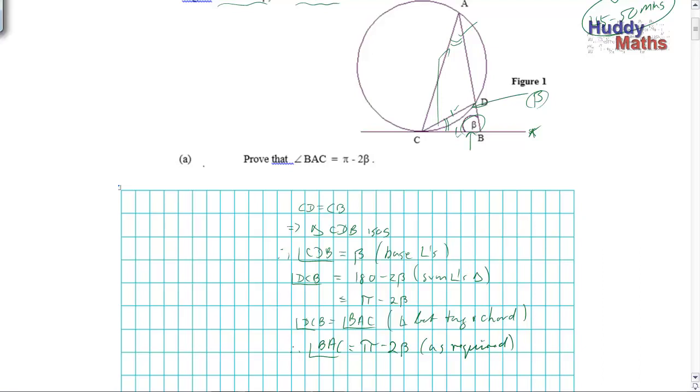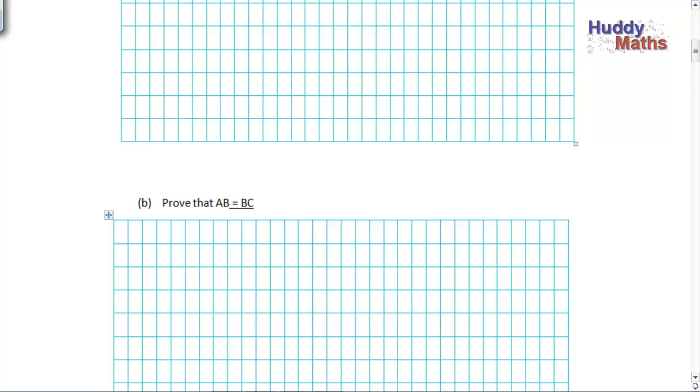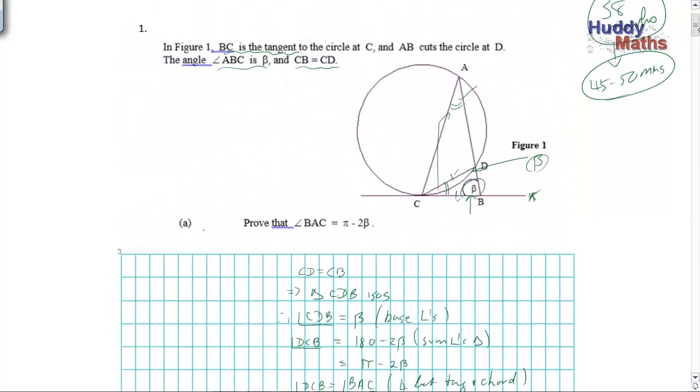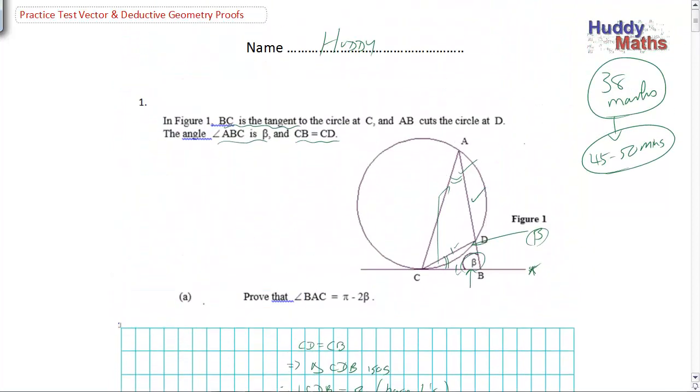All right, let's look at the next part of the question. Prove that AB equals BC. Now we'll have to go back to the diagram here. They don't look equal on our diagram. If AB equals BC, how would you show that? We haven't got any known lengths there. But you might show that triangle ABC was isosceles, wouldn't you?